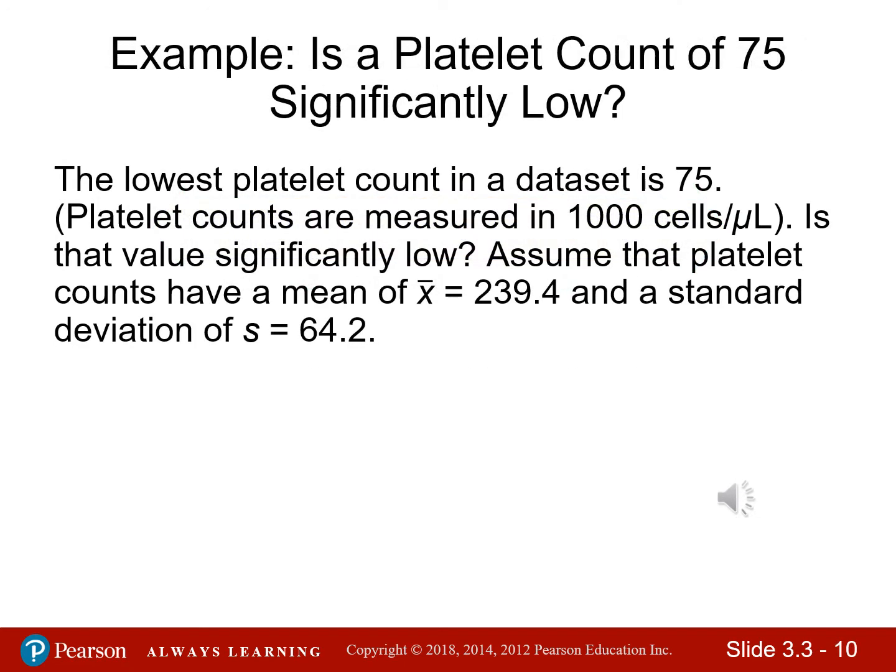In this example, we want to find out if a platelet count of 75 is considered to be significantly low. Let's say we have a subject whose platelet count is 75, and it happens to be the lowest platelet count in our data set. We want to know if this value of 75 is significantly low. Assume the platelet counts have a mean of 239.4 and a standard deviation of 64.2.